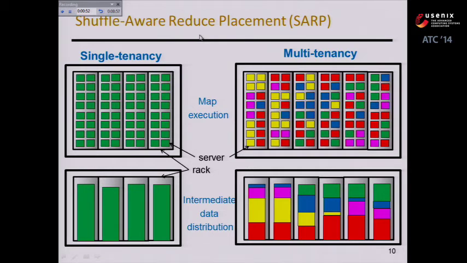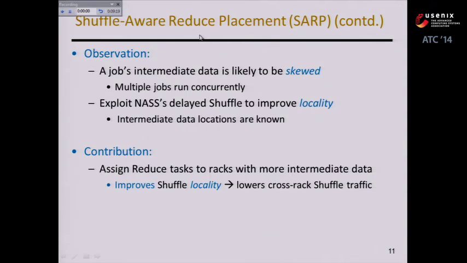So in terms of intermediate data distribution, we get a skewed distribution. In this particular example, we can see that this yellow job gets a huge share of intermediate data on the first two racks, and the blue colored job gets most of its share on the middle two racks. So based on that, our observation is that a job's intermediate data is likely to be skewed in a multi-tenant environment. And the other observation that we made is that NAS can dynamically delay the scheduling of shuffle.